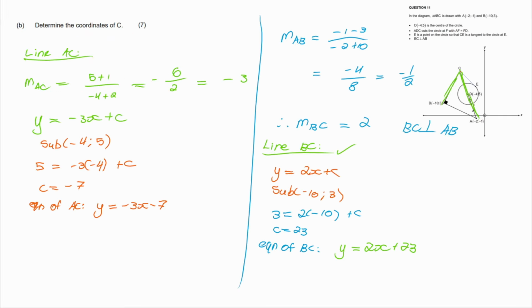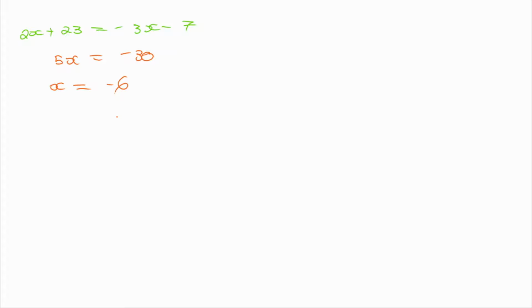Ask ourselves, does that make sense? Are we expecting a negative coordinate for C? And we are, because we're to the left of the y-axis. And here was -10 and here was -2. So this will be somewhere in the middle-ish. So here we have the x part of the coordinate of C. To find the y coordinate, we just substitute it in either there or there. It'll probably be easier to sub it in over here. So y is equal to 2 times -6 plus 23. That is -12 plus 23, which is 11.